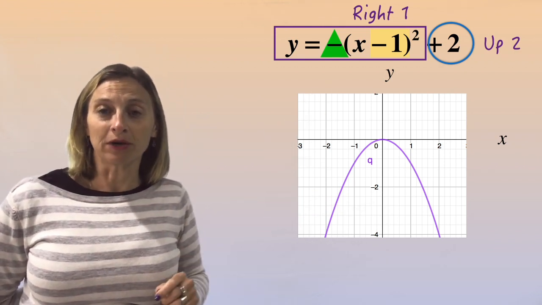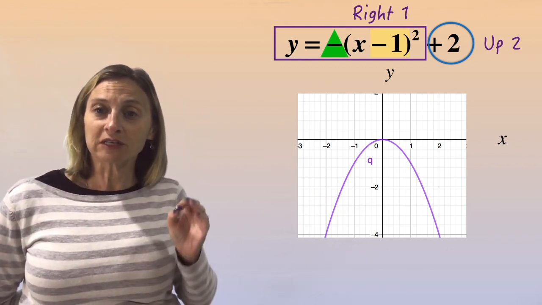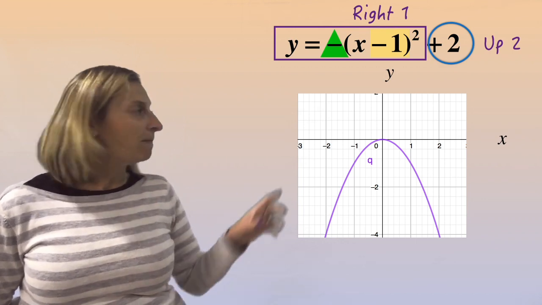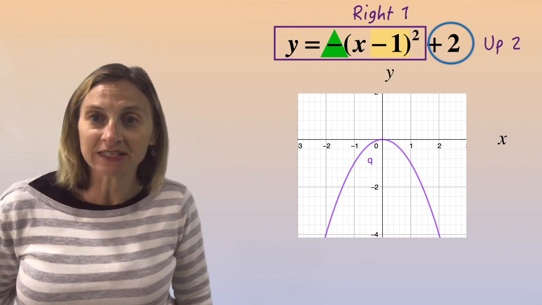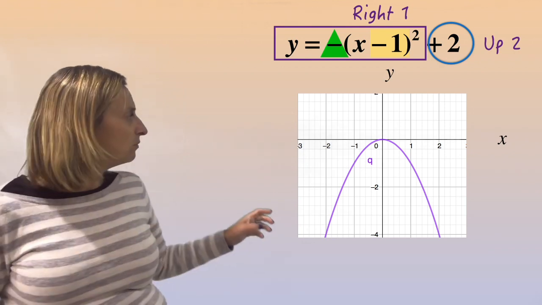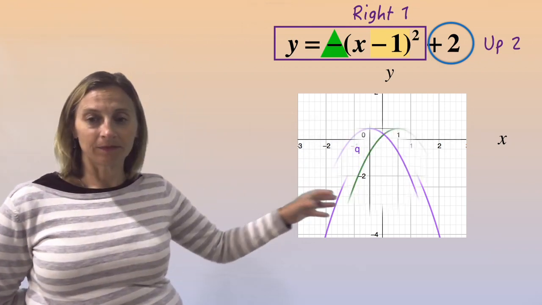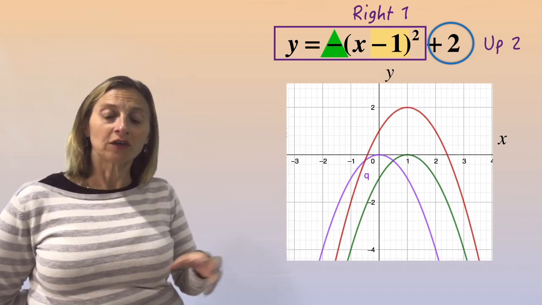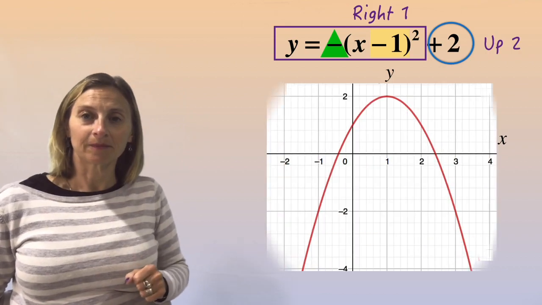Now we just need to draw it. Remember, slowly but surely. The first thing we need to draw is our basic curve for y equals minus x squared. Now we want to move it to the right 1. Good. And now up 2. And of course, you can then highlight your answer.